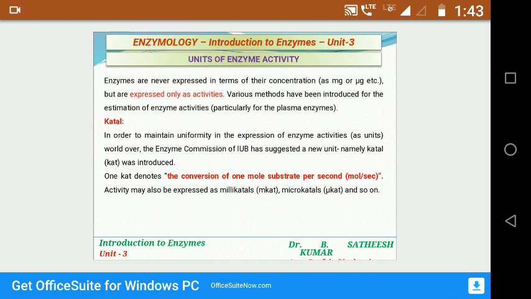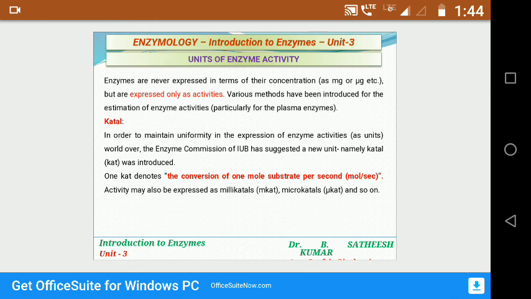So this explains the definition of katal. One katal is the conversion of 1 mole of substrate per second. That means simply mole per second. So how many moles of substrate are being converted to product in a given time. So that is the measure of katal.